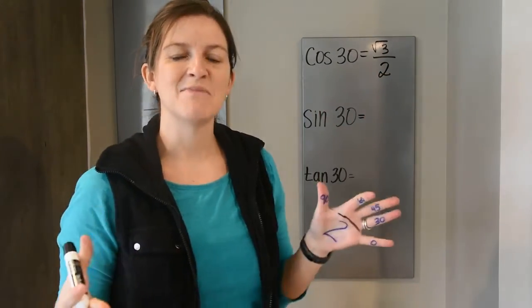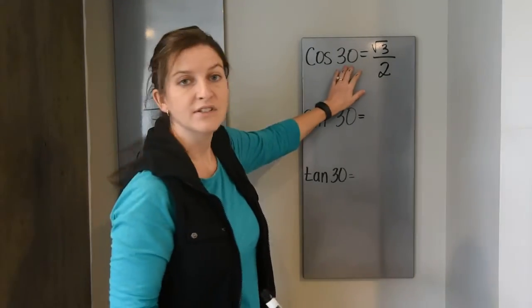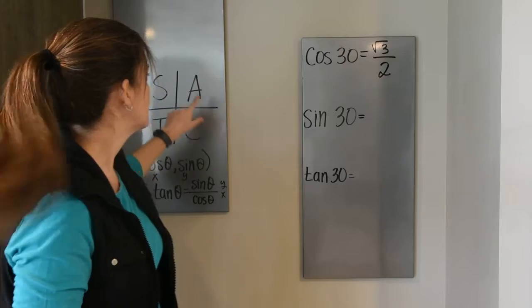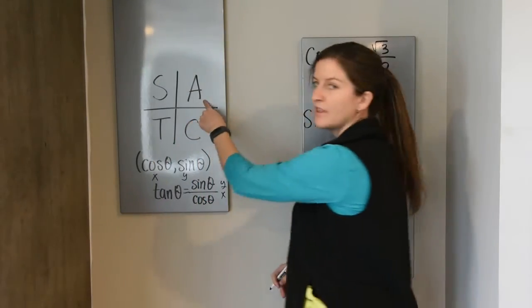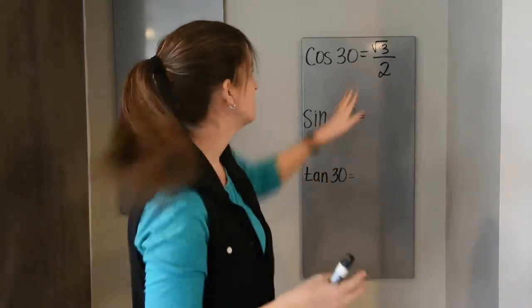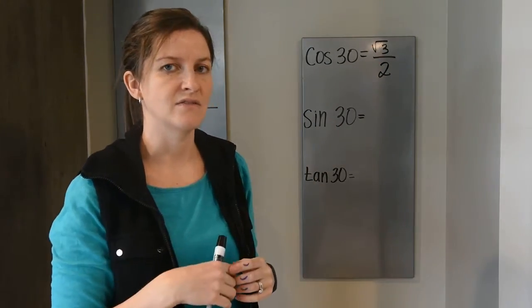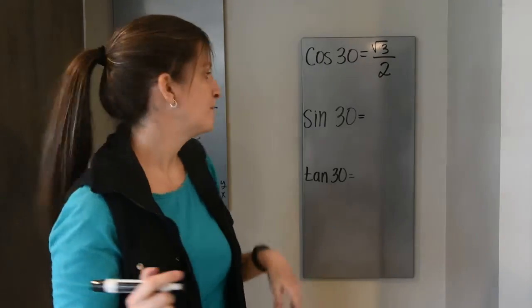Now, when I get my numbers, I'm going to determine if it's positive or negative. 30 is a reference angle in quadrant 1. And in quadrant 1, they are all positive. So I know that the cosine is positive. So I'm done. Look at your unit circle to compare the answers that you would get there. They should be the same.